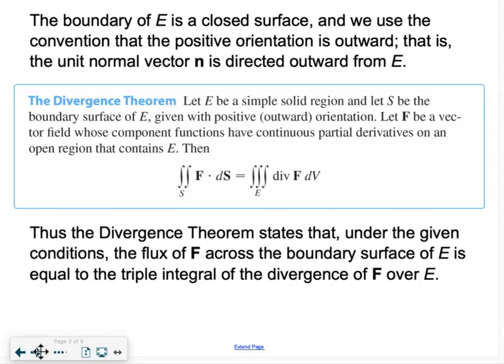Then the surface integral of F dot dS is equal to the triple integral over the region E of the divergence of F with respect to the volume. Thus, the divergence theorem states that under the given conditions, the flux of F across the boundary surface of E is equal to the triple integral of the divergence of F over E.